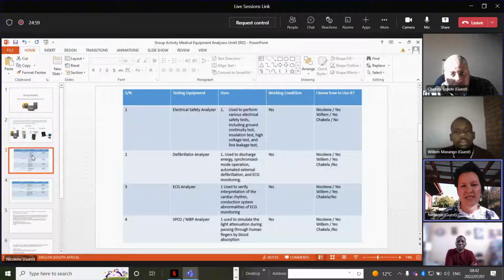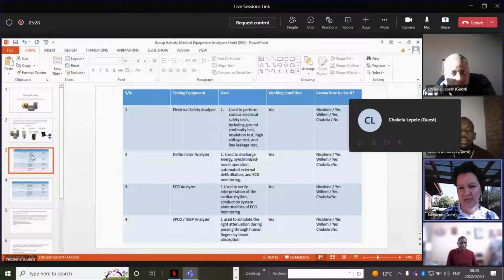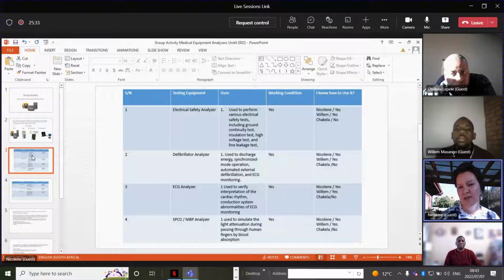So the next slide was asked to calculate who has the following. Is it in a working condition, the usage of it, and the analyzers that we use. So most of us have an electric safety analyzer used to perform various electrical safety tests, including ground continuity testing, insulation testing, high voltage testing, and line leakage testing. And it's in a working condition, and Nicolene has one, Willem has one, and Chakela not.